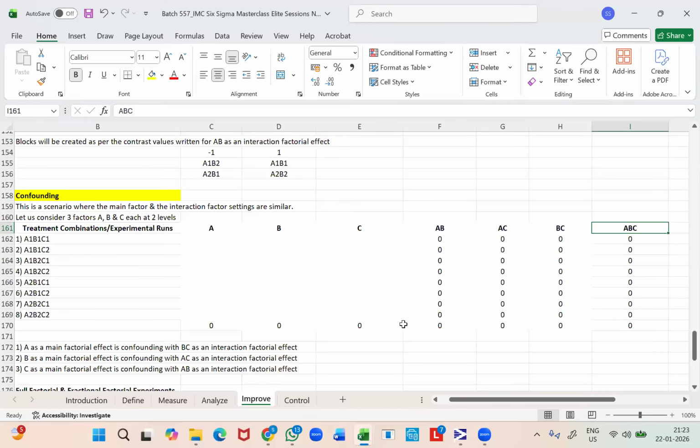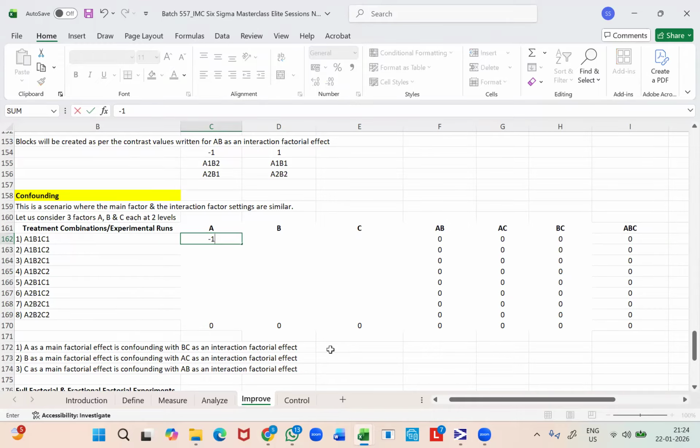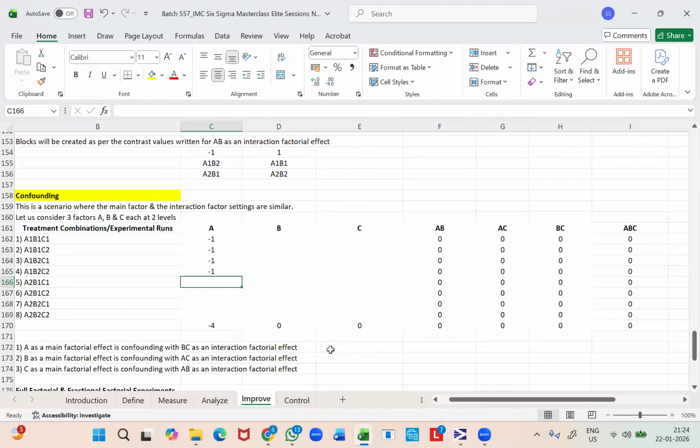So how to practice confounding? Again, I will provide contrast values for these main factorial effects A, B, and C, with respect to all these treatment combinations. When I'm giving contrast values for the factorial effect A, I'll be looking at the level of factor A in all these treatment combinations. The level of factor A is 1 for the first 4 treatment combinations, so I'll give minus 1 for the first 4. For the next 4 treatment combinations, A is at level 2, so I'll give plus 1 for the next 4, so that the total is 0.